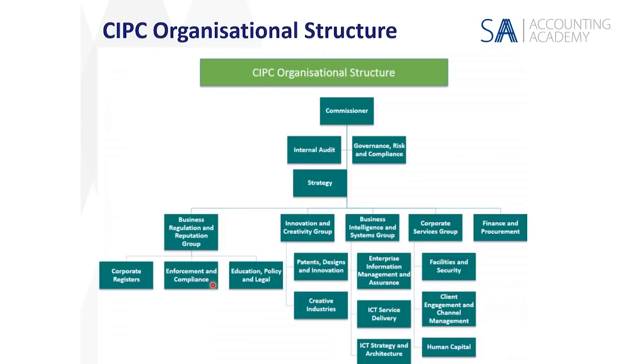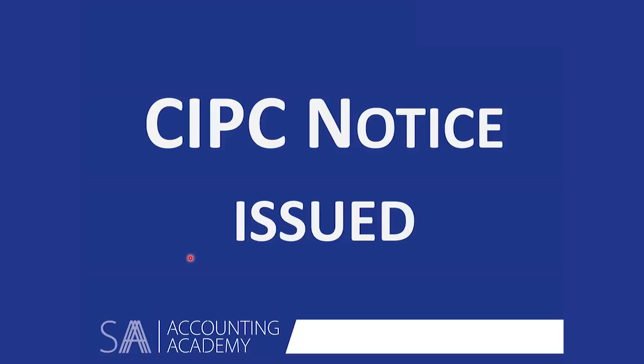It is much wider than that, because they've got sections under patents, and there's creative industries as well. There's all the information technologies, business intelligence groups, corporate services, and then there's finance and procurement. But like we said, risk, governance, and compliance would be the majority of the functions. So that's just to help you understand where this all fits in.